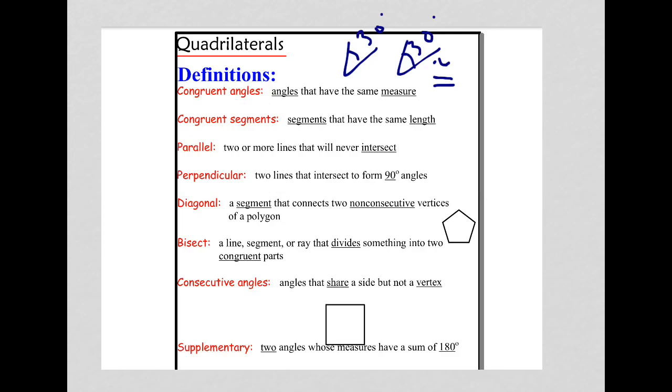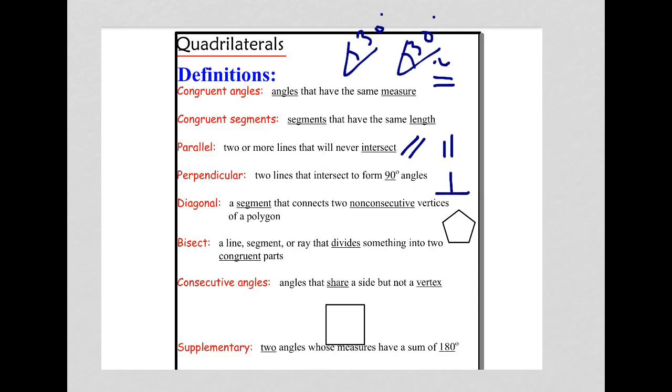Parallel means two or more lines that will never intersect. We can use two symbols like this, where those lines will never intersect, or we can use just two straight up and down lines like that to mean parallel. They run side by side forever and ever, and they will never intersect or never touch. Perpendicular are two lines that intersect to form a 90-degree angle. So we show those like this.